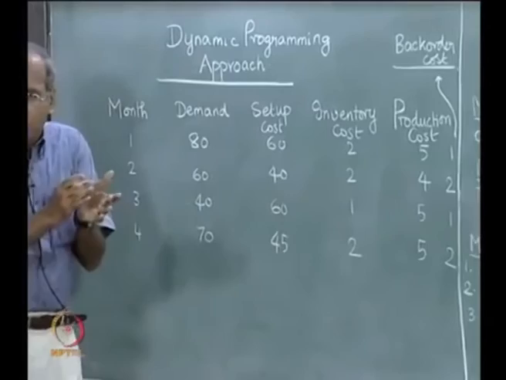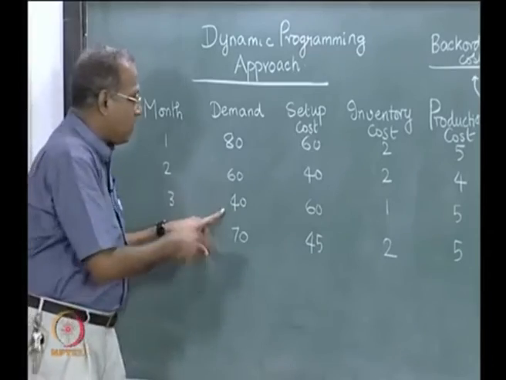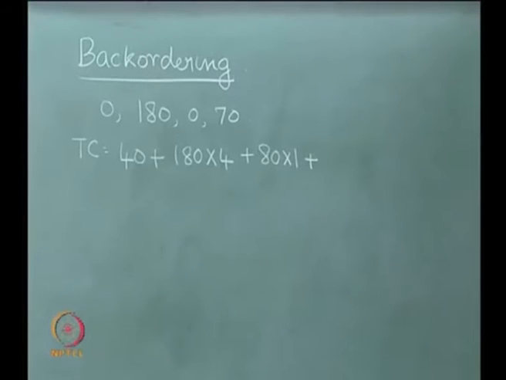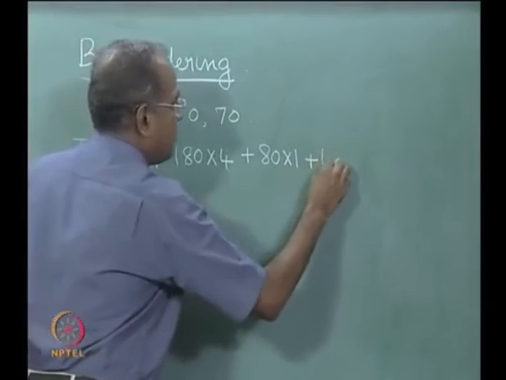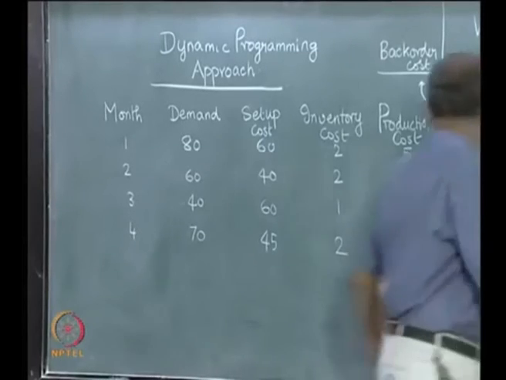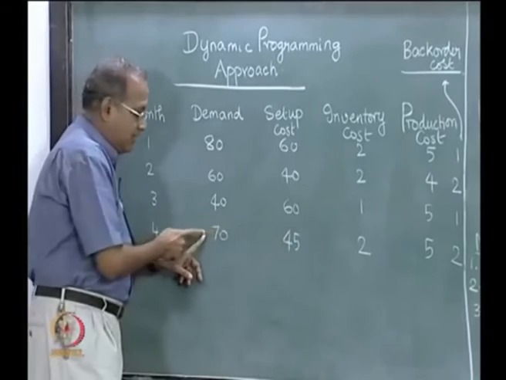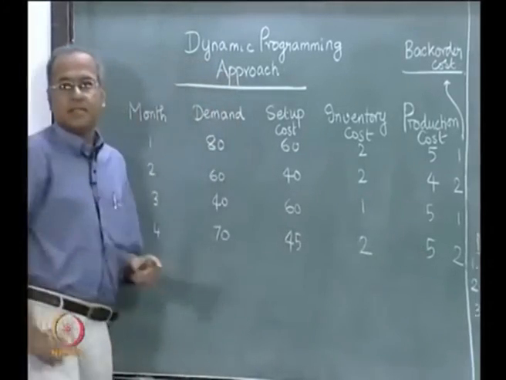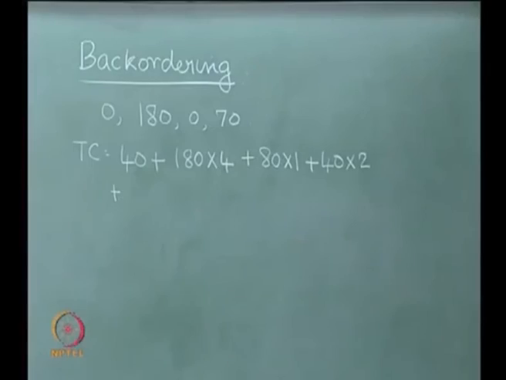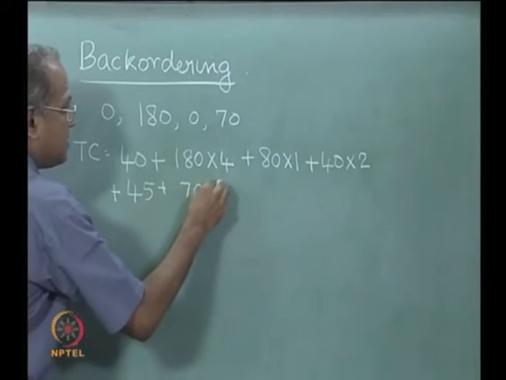This 60 I am meeting in the period itself, this 40 I am carrying to the next period. So, the inventory cost is 40 into 2, plus the fourth period I am going to produce 70 here, I incur a setup cost of 45, I incur a production cost of 70 into 5, there is neither inventory nor back ordering. So, it is plus 45 plus 70 into 5.